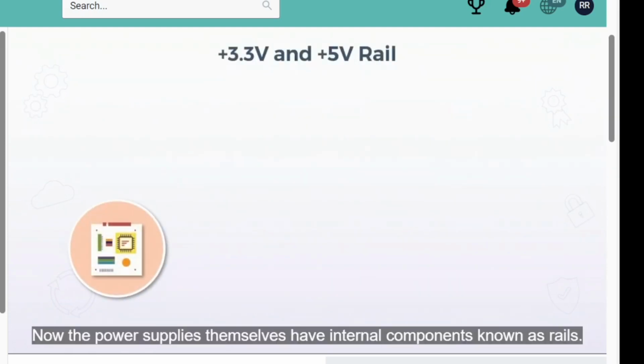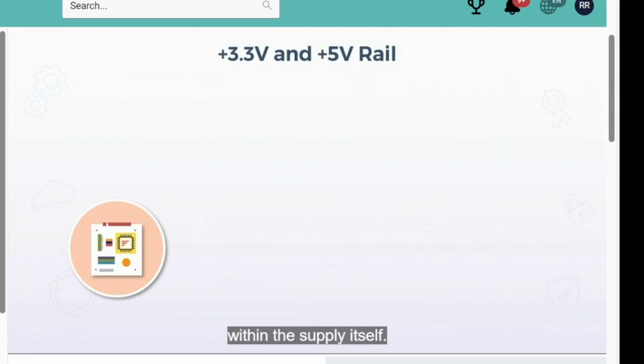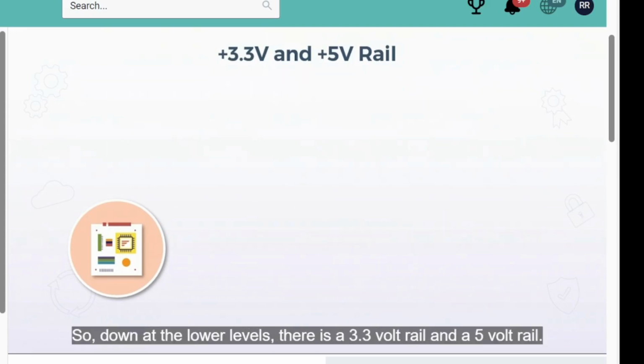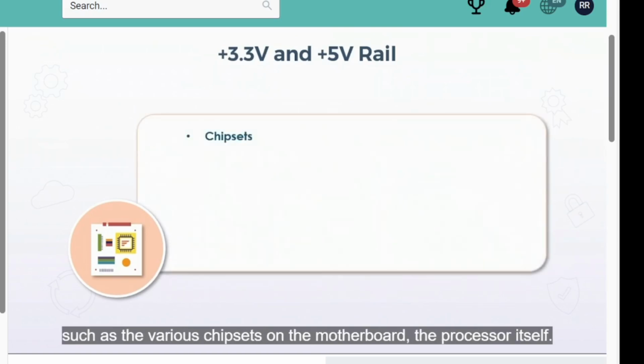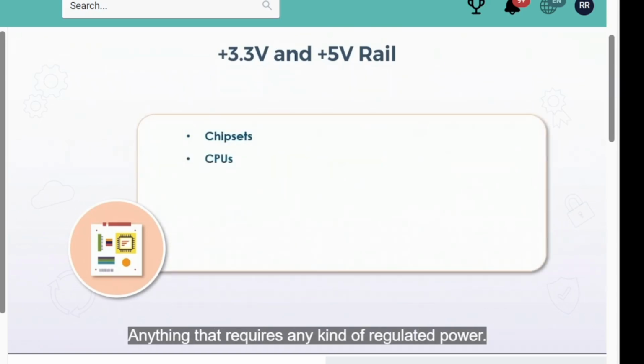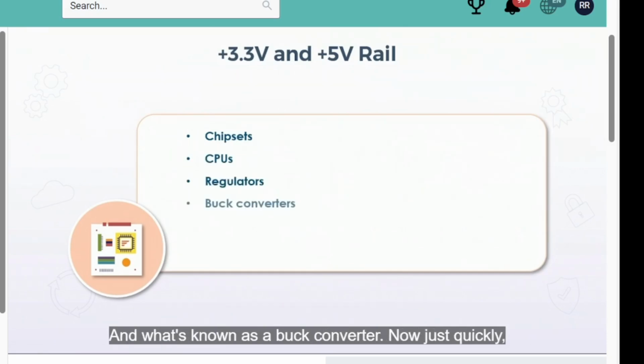Now, the power supplies themselves have internal components known as rails, and each rail can be thought of as sort of a separate little power generator within the supply itself. So down at the lower levels, there is a 3.3 volt rail and a 5 volt rail, and again, these are for the components that typically don't require as much power, such as the various chipsets on the motherboard, the processor itself, anything that requires any kind of regulated power, and what's known as a buck converter.